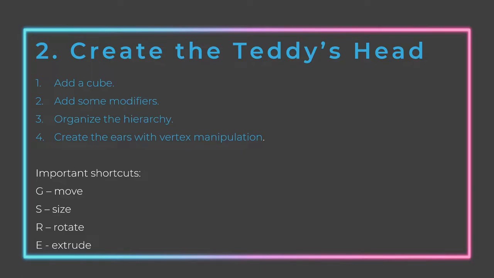Now that you're comfortable with moving around in the 3D viewport, we're going to start modeling. First, we're going to add a cube. We're going to add some mirror modifiers and subdividers to our cube, which we're going to understand in a second. We're going to name our cube, and after shaping it with vertex manipulation, remember how I mentioned you can build models by manipulating three building blocks. This is one of them. By vertex manipulation, we're going to create ears. We're going to use move, size, rotate, and extrude in this step.